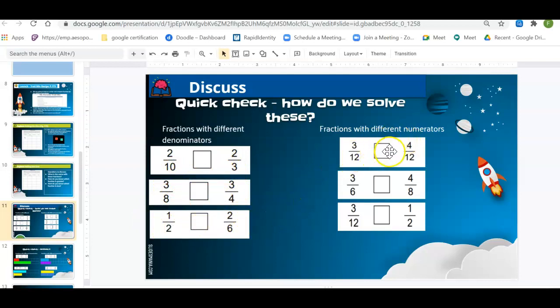And on the right side, we got fractions with different numerators. So now, for the ones that are being compared, the denominators are the same. So we got 12 as a denominator here. These two are being compared, but the numerators are different. And the next one, you got numerator different, but we do have a different denominator here also. And right here we've got a different numerator, but we've also got a different denominator on this one. So how do we solve these? So I want you to think for a few minutes about how you would approach this and how you would solve them. So pause the video and just think about those.